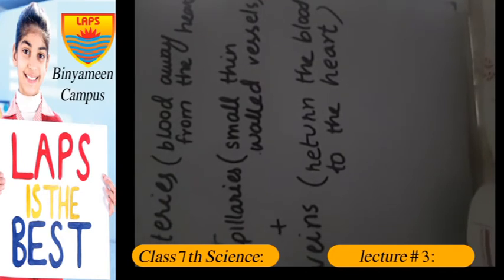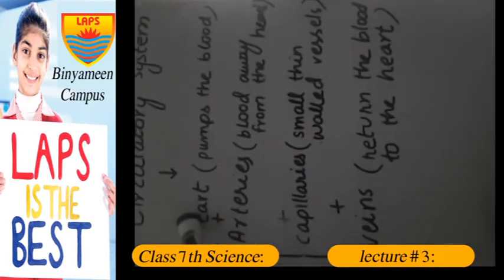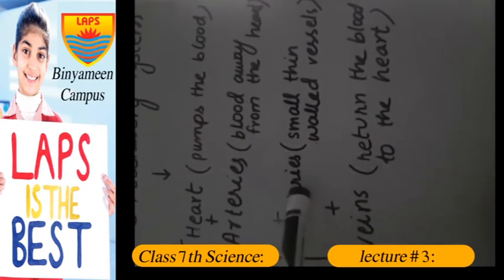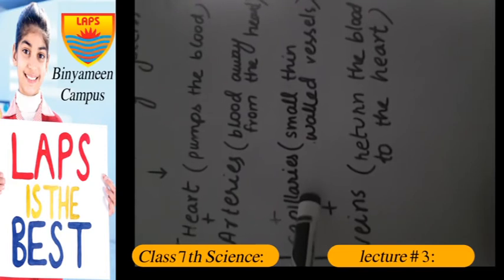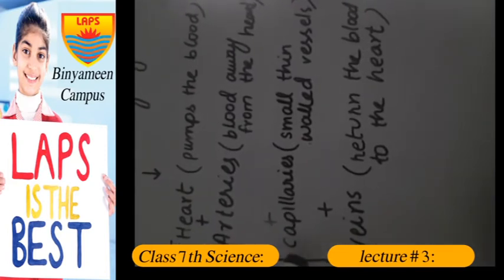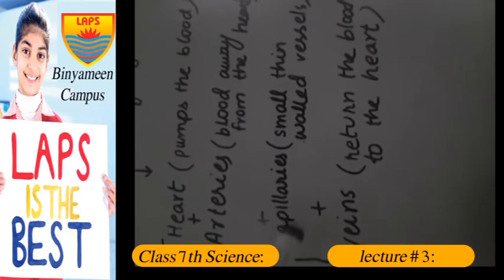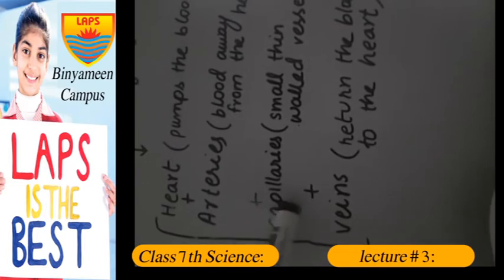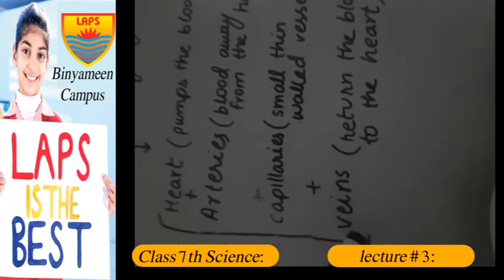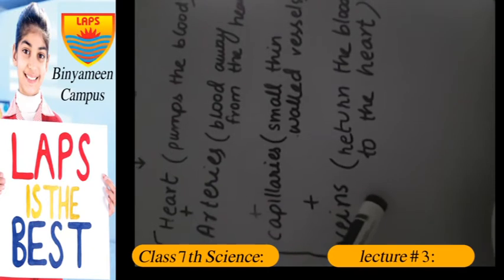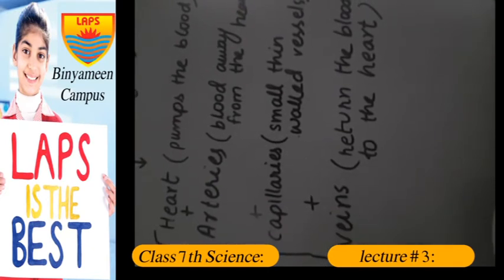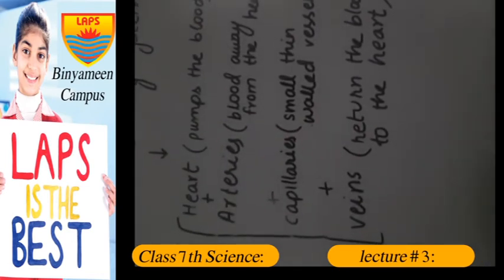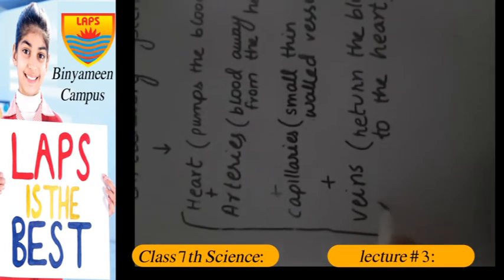There is a heart that arteries take the blood away from, then they give the blood to the tiny, small, thin walled capillaries, and these capillaries can penetrate into the tissues where exchange of materials, exchange of gases, exchange of nutrients takes place. Then all these capillaries join together to form veins. Now these veins are those blood vessels that take the blood back to the heart, and that's how this process keeps on.